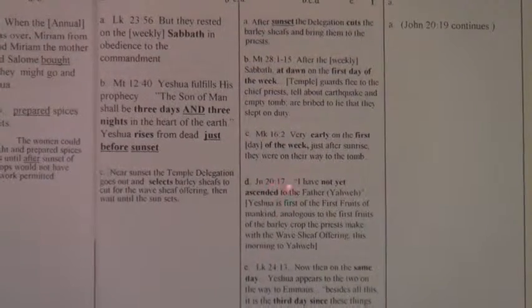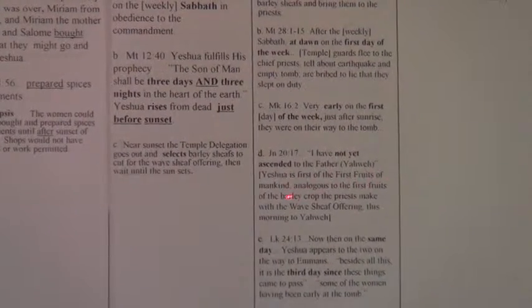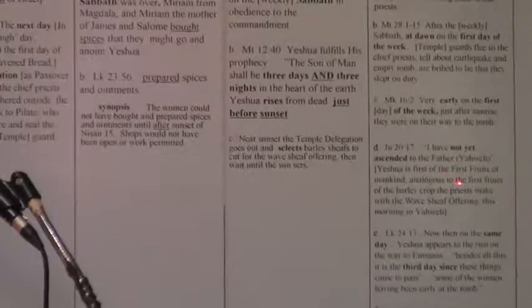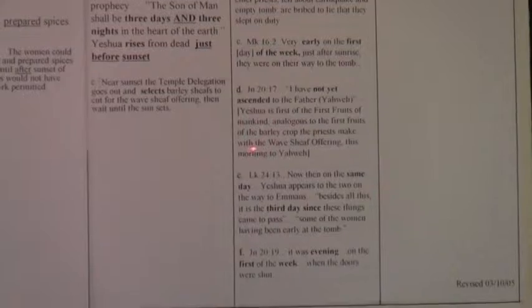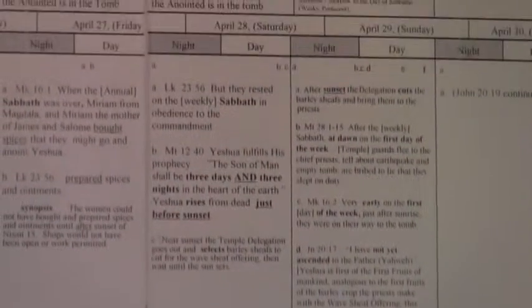In John 20:17, "I have not yet ascended to the Father," Yahweh. Yeshua is the first of the first fruits of mankind, analogous to the first fruits of the barley crop the priests make with the wave sheaf offering this morning to Yahweh. Here's the wave sheaf in the morning. That's when they would have made it.